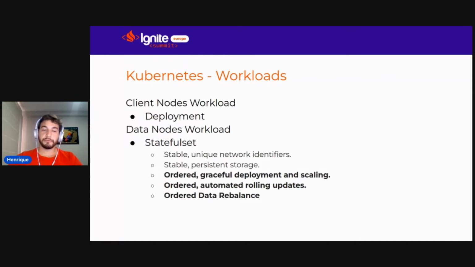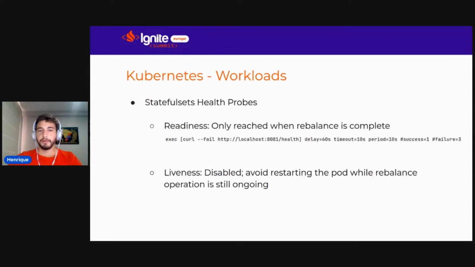So this was really important for us, and StatefulSet was something that provided that for us. On that subject of StatefulSets and ordered rolling updates, what we really needed was to have good control over the rebalance process. So we achieved that by implementing readiness on top of the rebalance process.